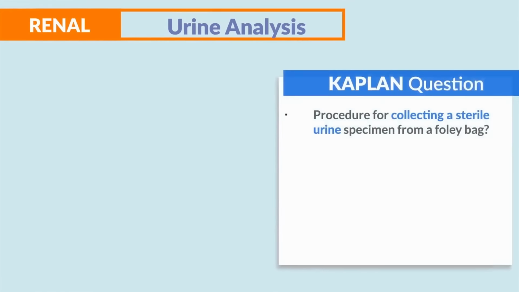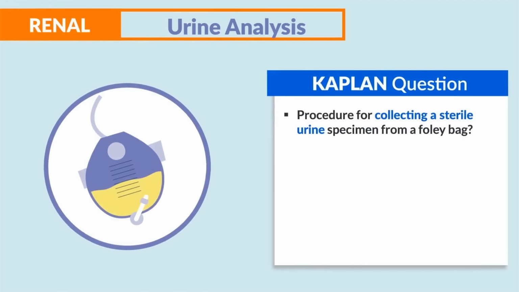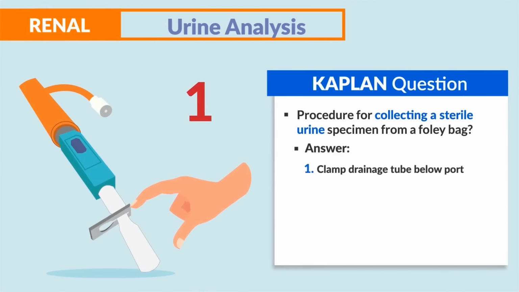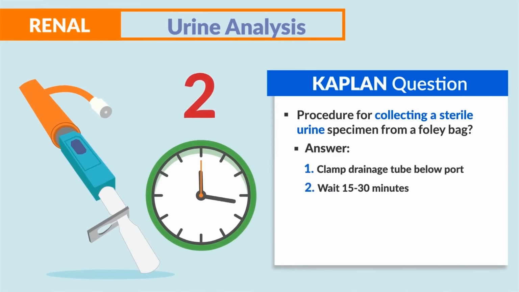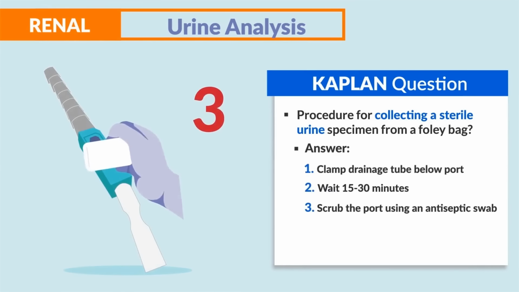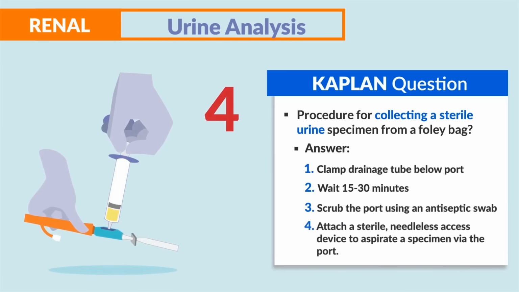Now for Kaplan question, it asked a procedure for collecting a sterile urine specimen from a Foley bag, and it was an order response question. So the correct sequence is, number 1, clamp the drainage tube below the port. Number 2, wait 15 to 30 minutes. Number 3, scrub the port using an antiseptic swab. And lastly, number 4, attach a sterile needleless device to aspirate a specimen via the port.